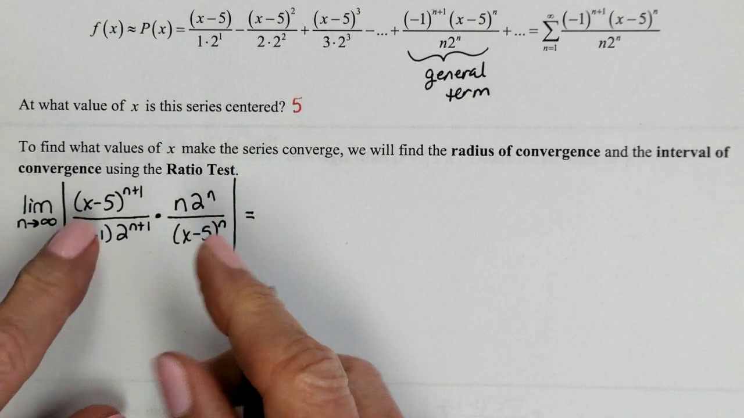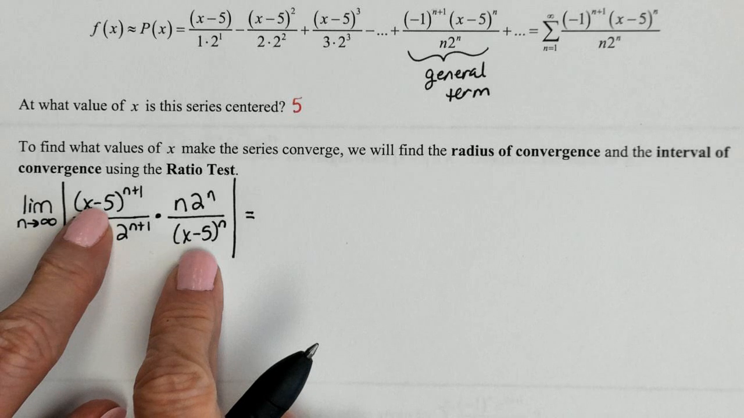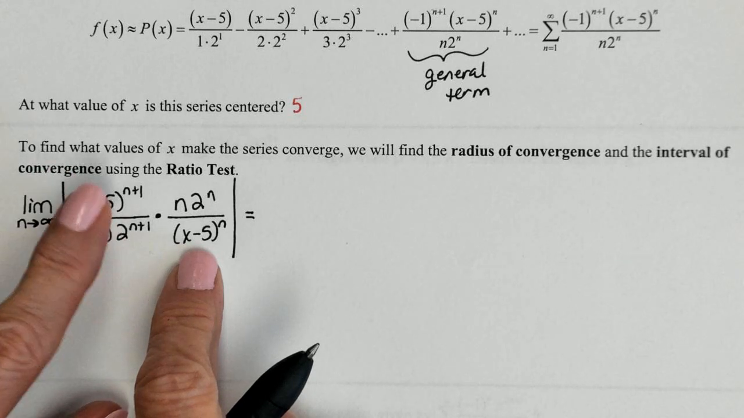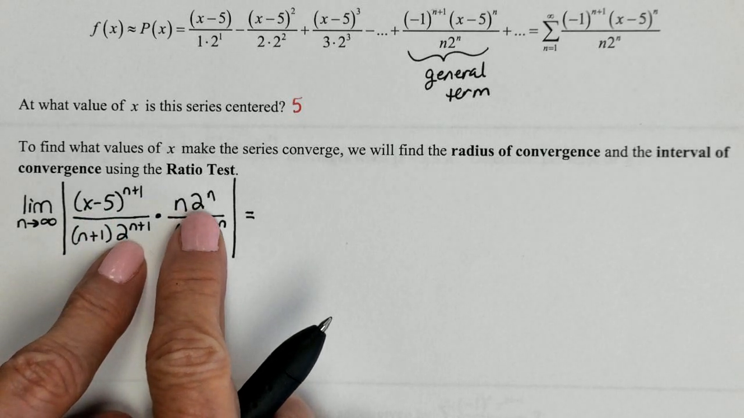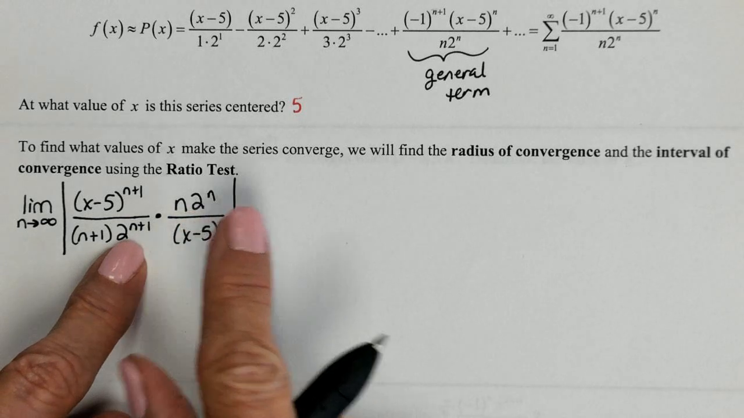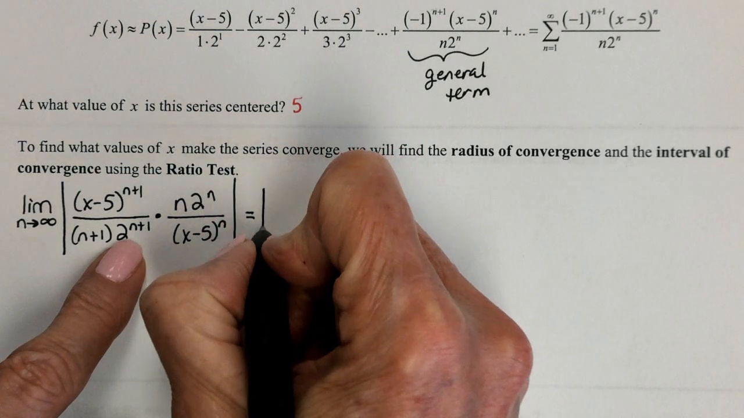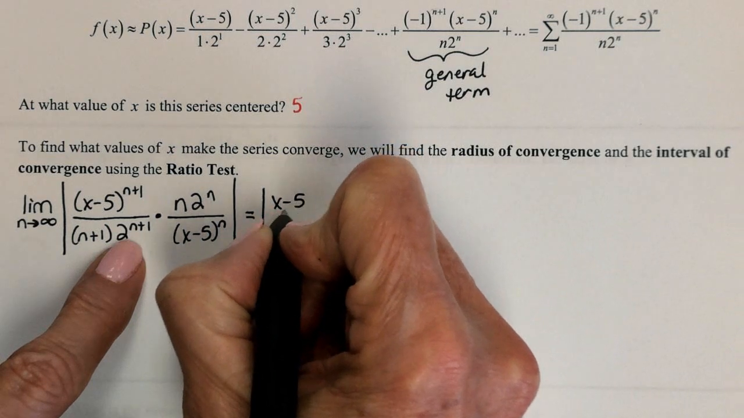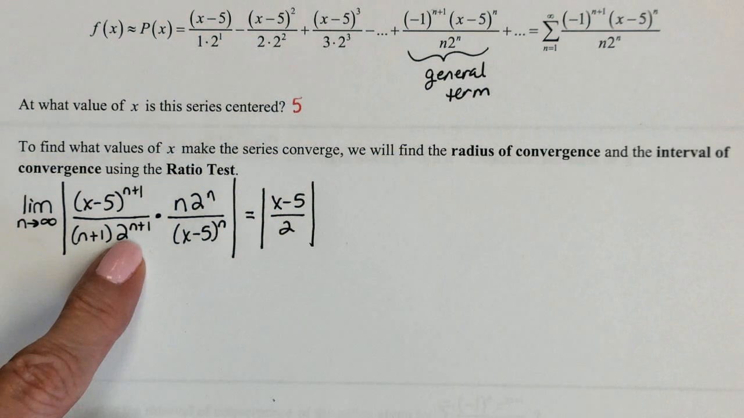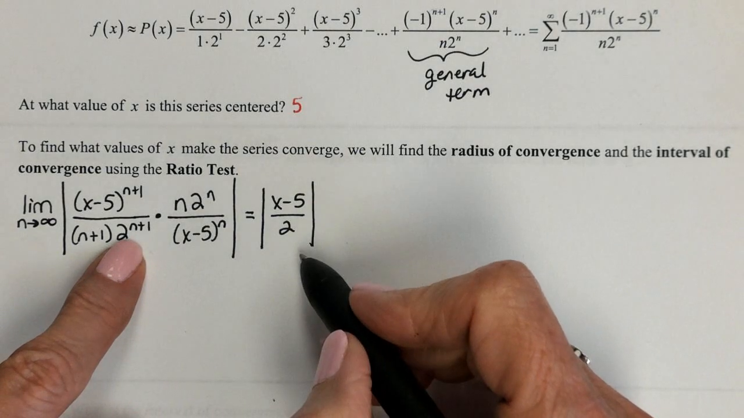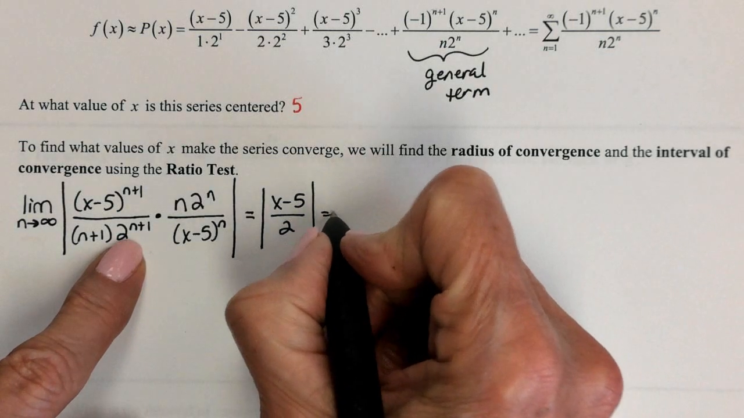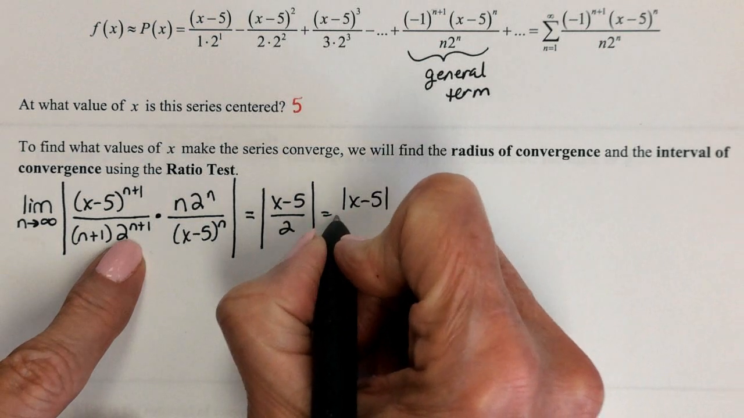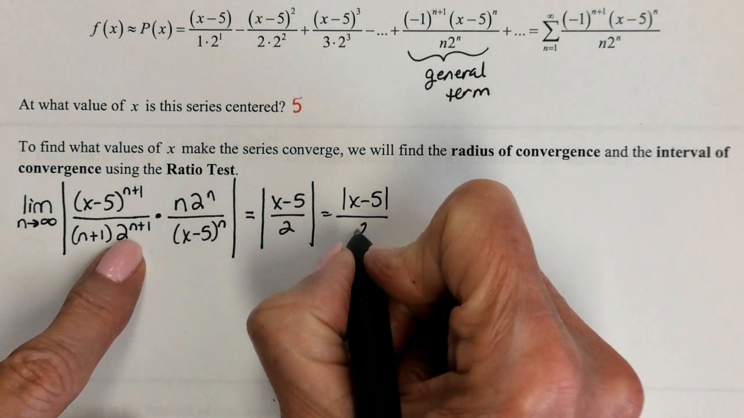The x minus 5s do reduce, leaving a single x minus 5 on top. The 2's do reduce to a single 2 on the bottom. We did all this in the last unit. So this is going to be the absolute value of x minus 5 over 2. The absolute value of a fraction is the absolute value of the top divided by the absolute value of the bottom. So this is the absolute value of x minus 5 over the absolute value of 2, which is just 2.